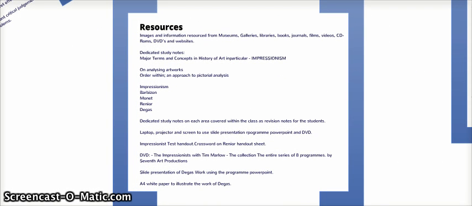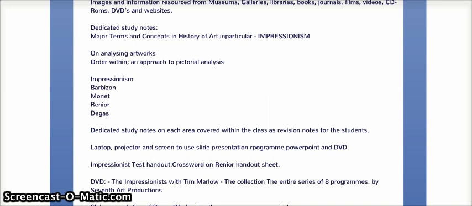Below is a list of resources used for this art history scheme. I acquired images and information from CD-ROMs, DVDs, websites, books and journals. I developed dedicated study notes of major terms and concepts in history of art, in particular Impressionism. In analysing artwork, I placed an order within an approach to pictorial analysis. Through this process, I looked at imagery in this order: Impressionism, Monet, Renoir and then Degas.